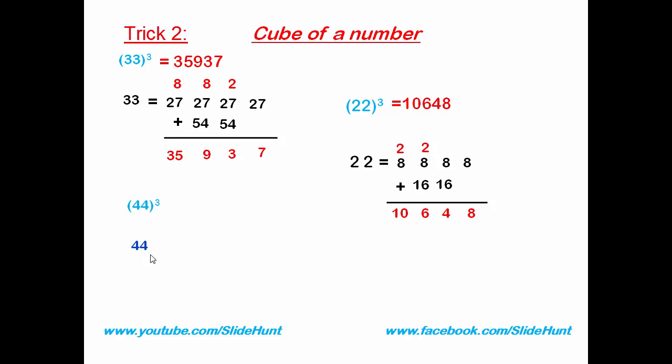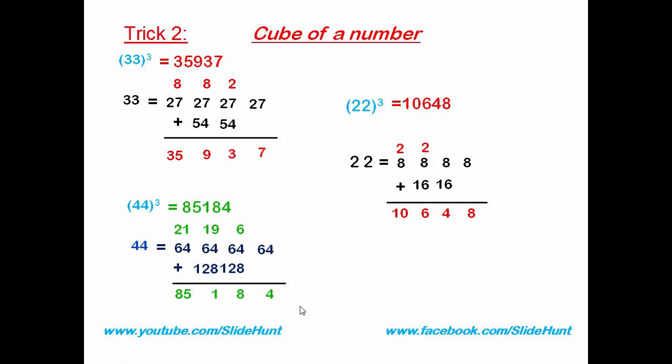Let's try for another number. 44. Cube of 4 is 64. So we write here 64 4 times. Now double the middle two numbers, that is 128. Now add these numbers and we get 85,184.